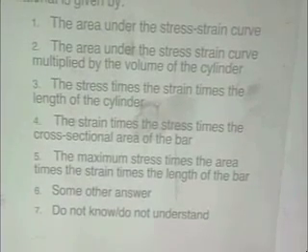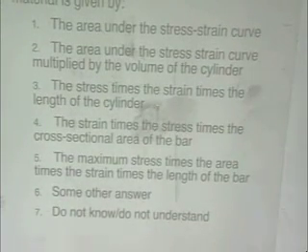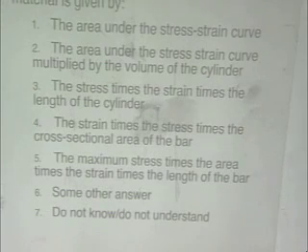And the choices: it's the area under the stress-strain curve multiplied by the volume of the cylinder; the stress times the strain times the length of the cylinder; the strain times the stress times the cross-sectional area of the bar; the maximum stress times the area times the strain times the length of the bar; some other answer; or you've lost me.